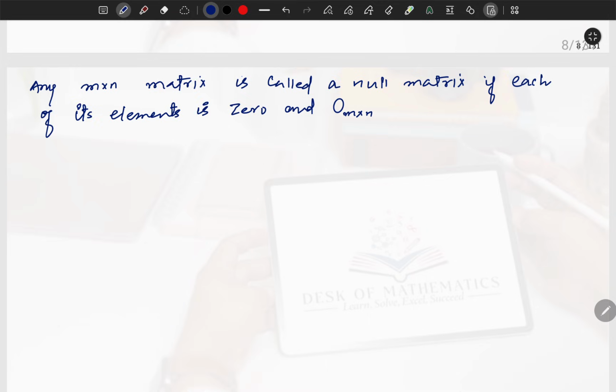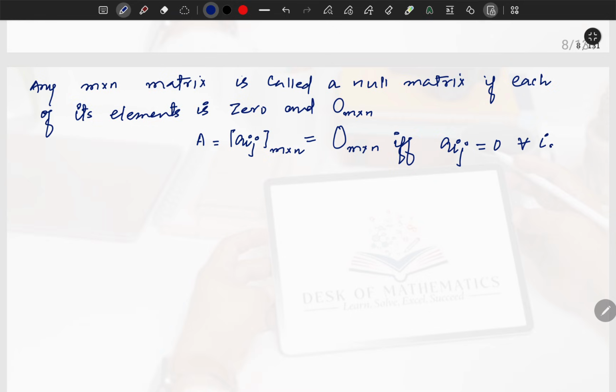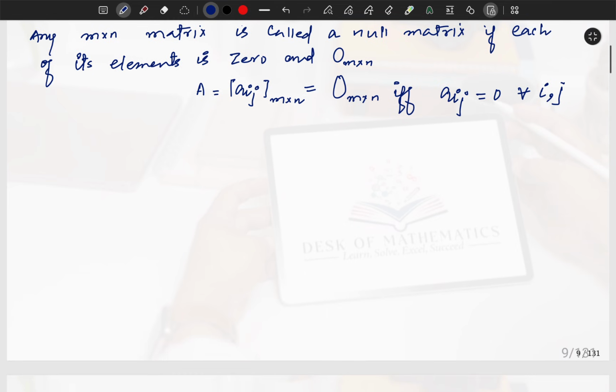So mathematically you will say A is a matrix, elements are Aij of order m cross n, is a null matrix if and only if Aij is equal to 0 for all the rows and columns, for each element. Okay, so that's called the null matrix. So this is on the basis of element.